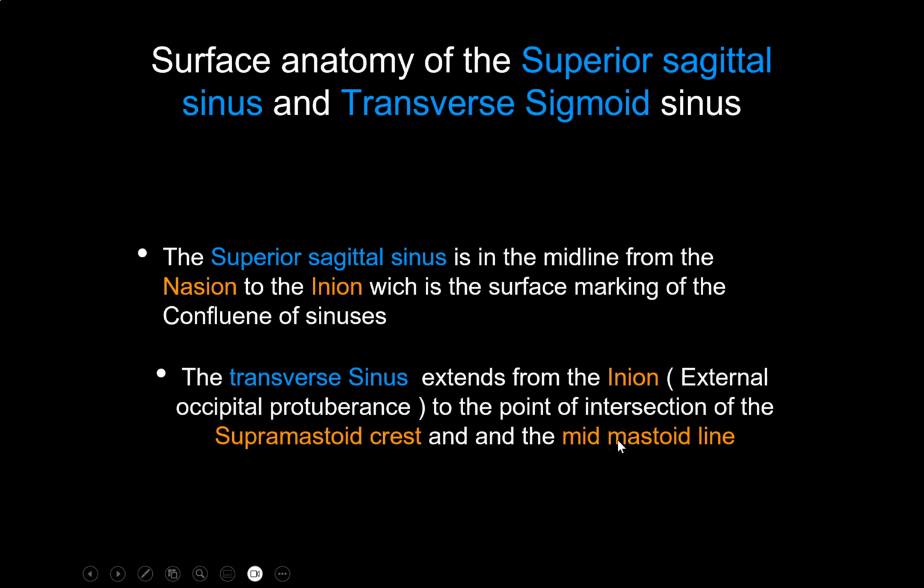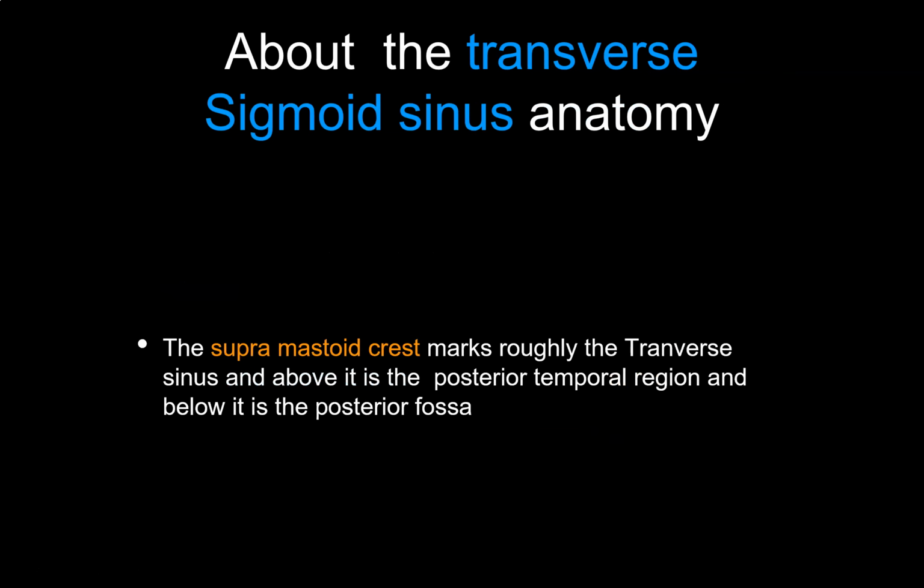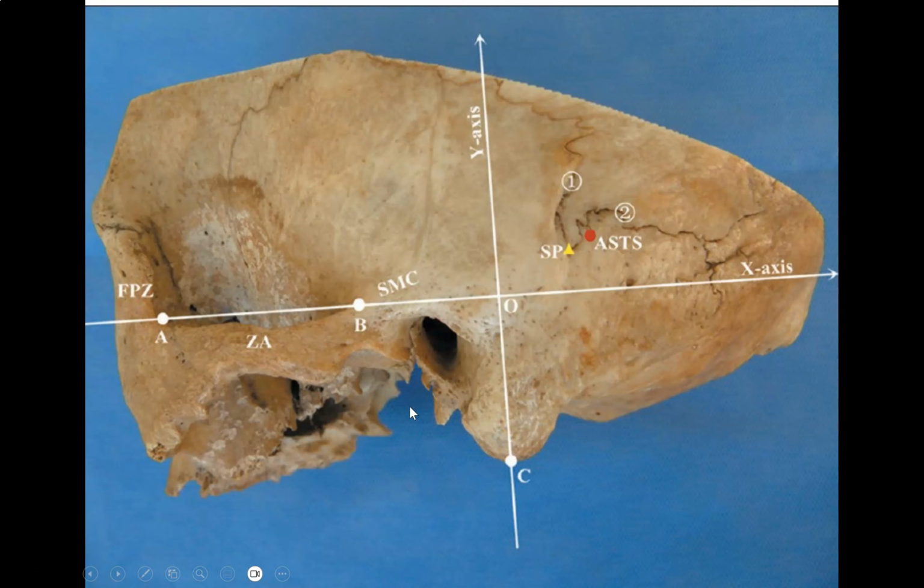So, before it forms the sigmoid sinus, the transverse sinus, or lateral sinus, is a line from the inion to the supramastoid crest, and the intersection of the supramastoid crest with the mid-mastoid line ends the lateral sinus, becoming the sigmoid. So the supramastoid crest marks roughly the transverse sinus, and above it is the temporal region, and below it is the posterior fossa.